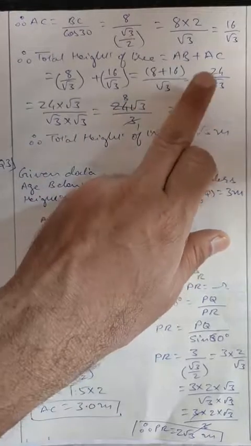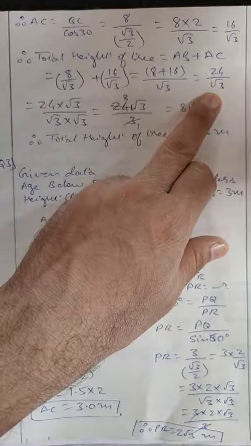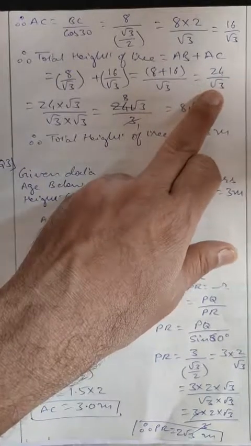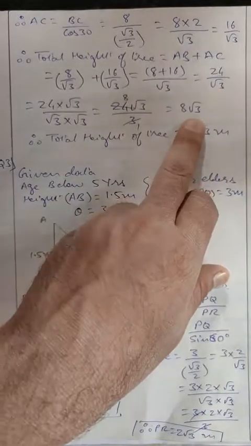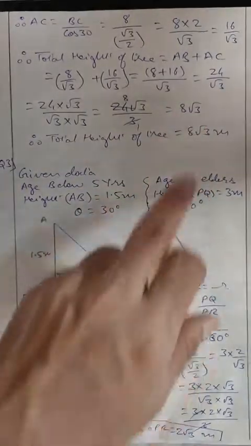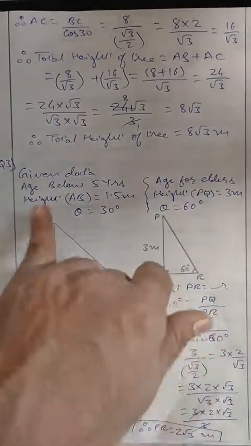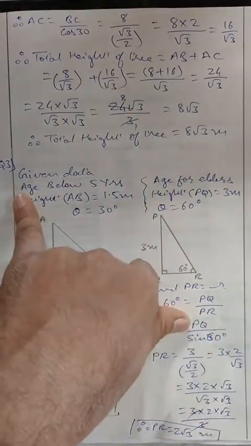If you have the answer 24 upon root 3, that answer needs to be simplified further. We are going to lose half a mark if we stop here. That means we need to take the conjugate of that. So what is the total height? 8 root 3. Now we are going to solve question number 3.